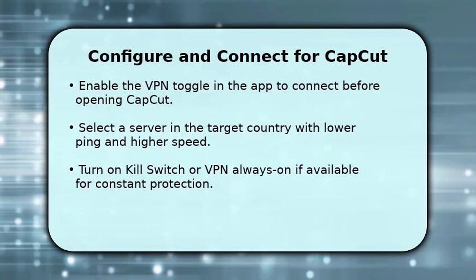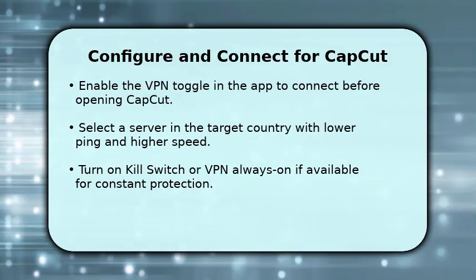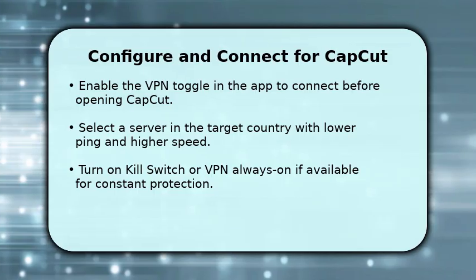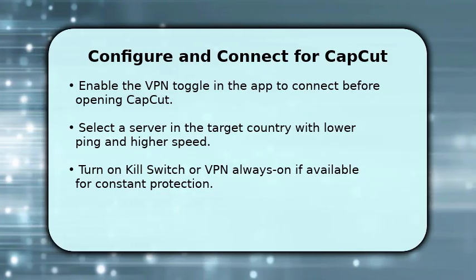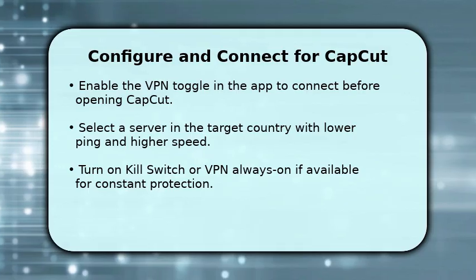Open the VPN app and sign in, then select a server in the target country. Prefer servers with low ping and high speed for smooth Capcut uploads. Enable the VPN connection by tapping the app's Connect toggle before launching Capcut.